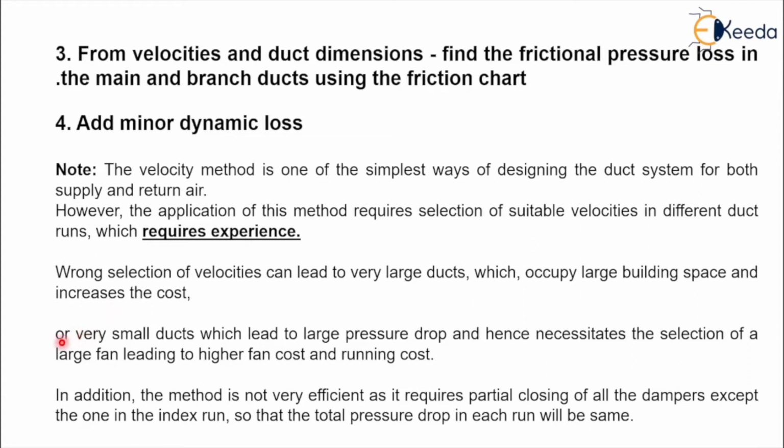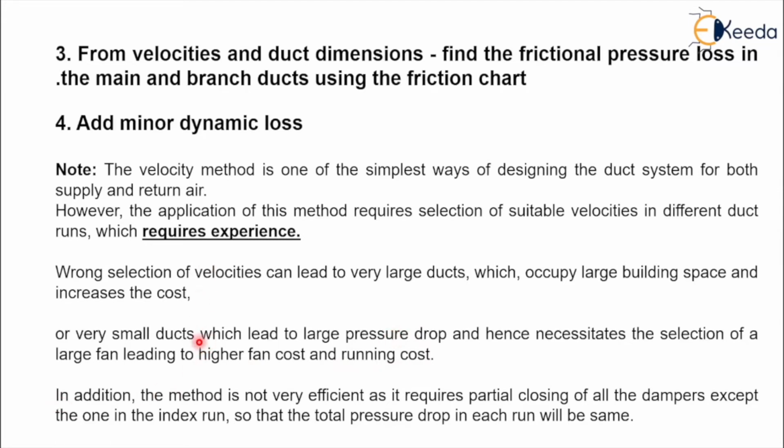Now in the second case, if you select a very small duct, it leads to a very large pressure drop and hence necessitates the selection of a large fan, leading to high fan cost and running cost. If you select the velocity very high, the size of the duct will be less, and there will be a high pressure loss. So to overcome that pressure loss, we have to increase the size of the fan. Because of that, the cost of the fan will also increase. This is also not desirable.